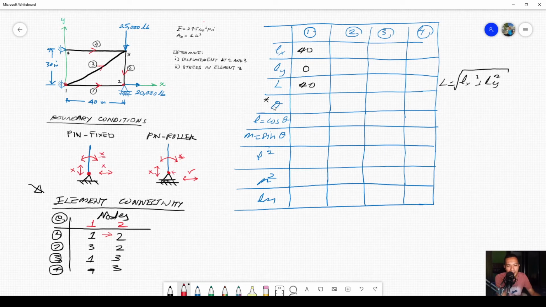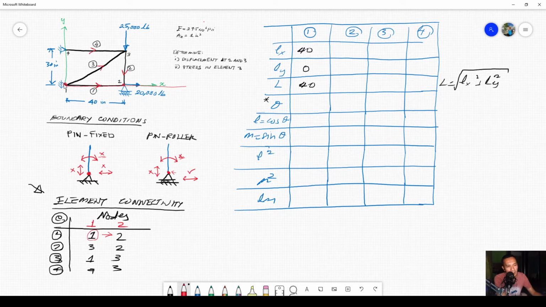For finding the angle theta, we will use the horizontal line as our reference line. So, for example, if we are dealing with element number 1, where it is connected from 1 to 2, it means we will use node number 1 as the reference, and then we take this angle.